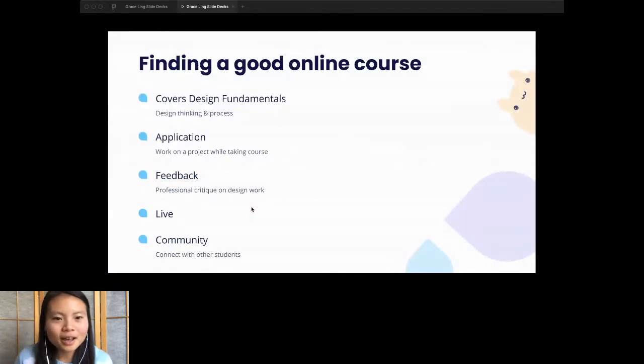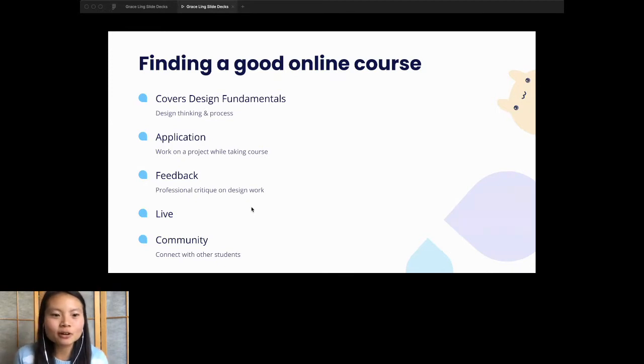And so there's so many online courses and so many ways you can learn design. And so the online course I took helped me a lot. And these are some things I look for when I'm thinking of what online course I want to take. We first want to make sure it covers the design fundamentals, like design thinking and process. And then it also walks you through a project while taking the course.